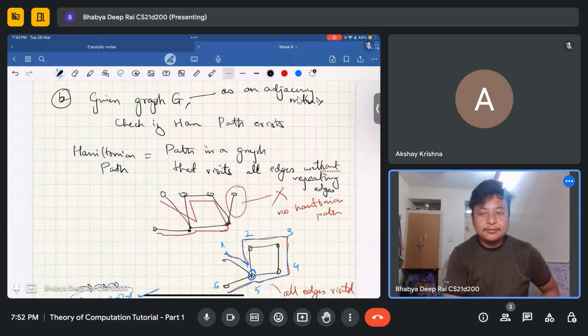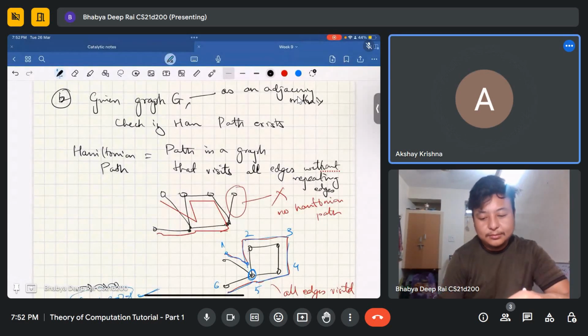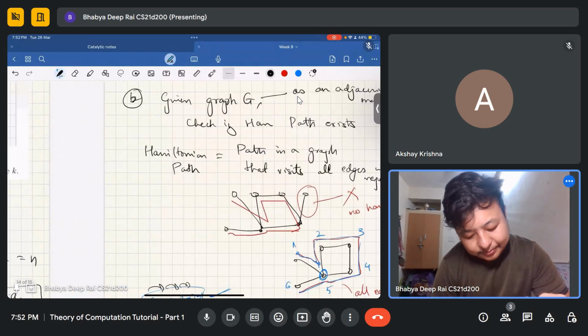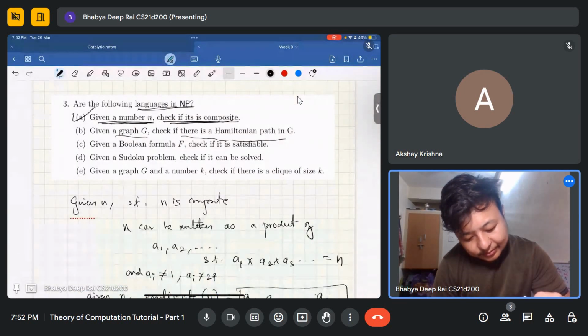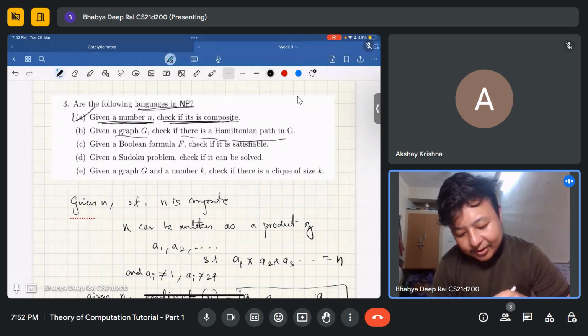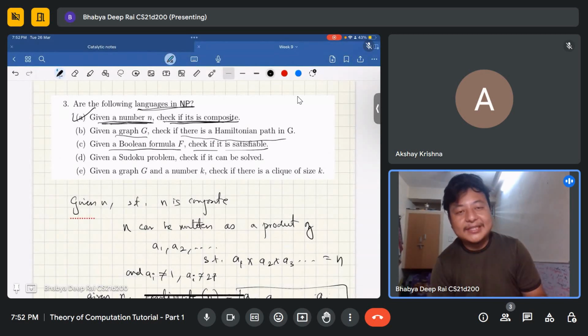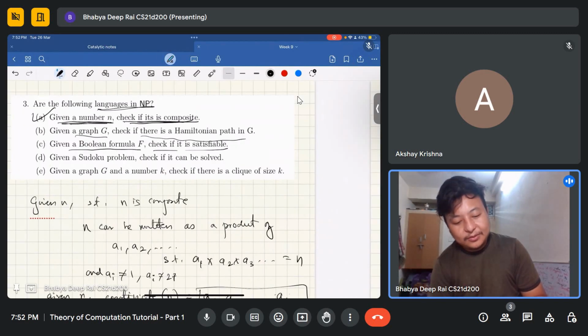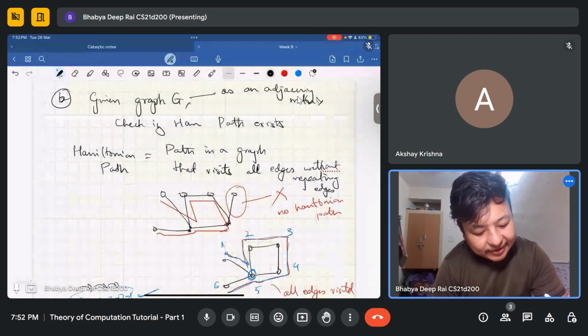Okay. So here's another one. Given a Boolean formula f, check if it is satisfiable. Okay. Given a Boolean formula f, check whether it is satisfiable.